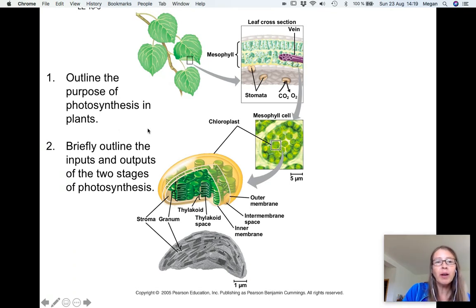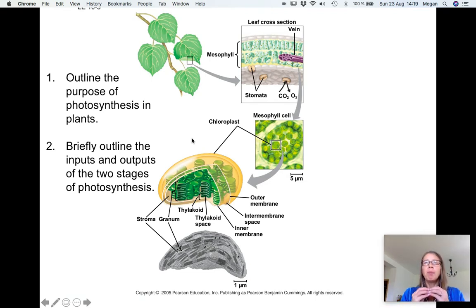So, this first one, outlining the purpose of photosynthesis, well, plants need food. They need food to make energy to do cell processes. Plants, just like animals, carry out cell respiration. They take food and convert it to ATP energy that can be used to drive cellular work. Now, plants don't eat their food, they make their food. So they don't consume it, right? They make it through photosynthesis.